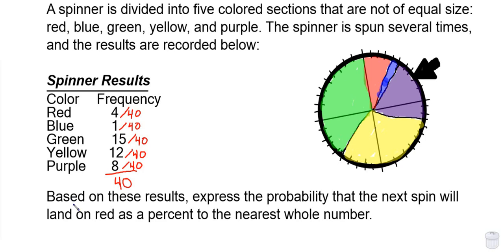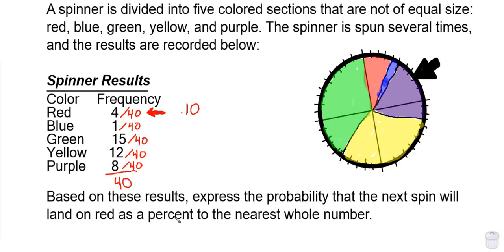So let's read what they want us to answer. Based on these results, express the probability that the next spin will land on red as a percent to the nearest whole number. Okay, so this is what we're interested in right here. The red. So in the past, it has landed 4 out of the 40 times. Or 4 divided by 40 would be 0.1, or you could say 0.10.